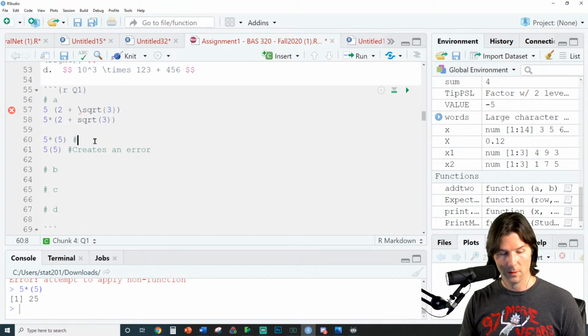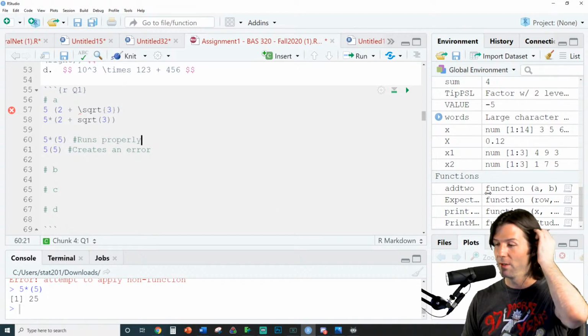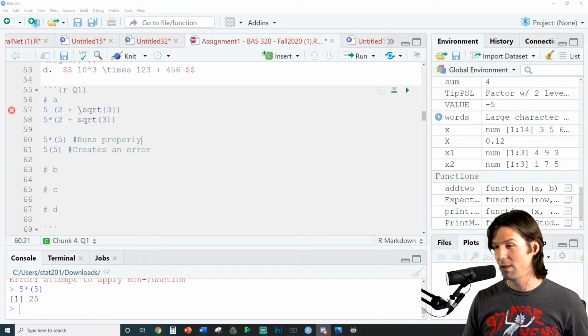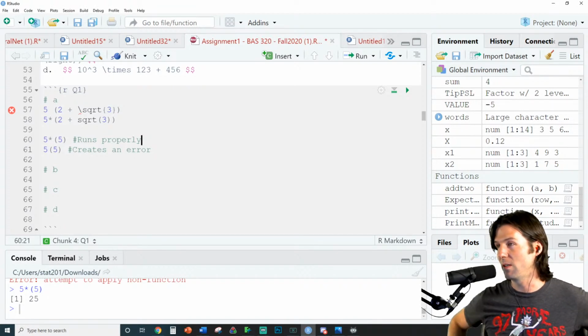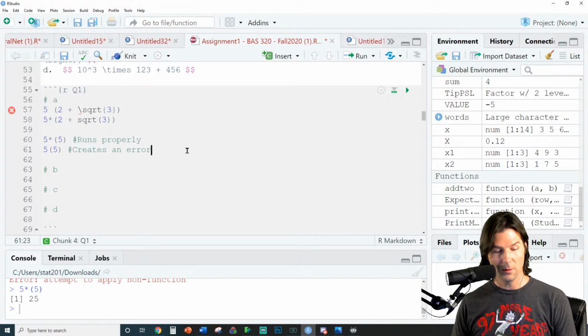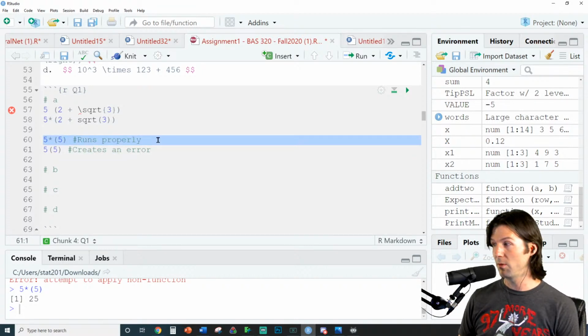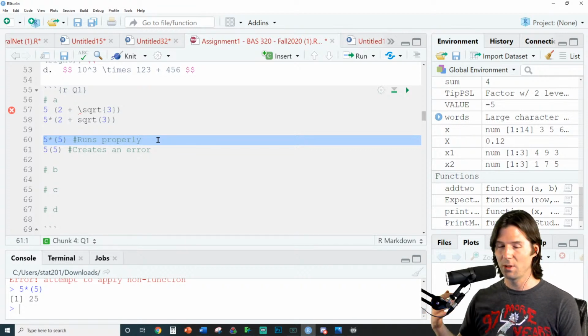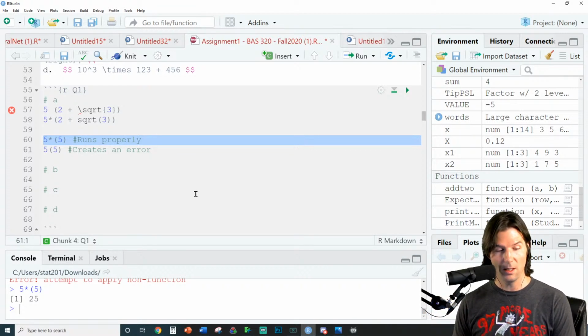This right here runs properly. So this key difference you should notice right here, and Alan, what do you think? Right here, awesome, makes sense. Okay, so we notice how this works and doesn't work. This one creates an error. This one runs properly. Kind of a big but small but big thing. Very small but very big thing at the same time.